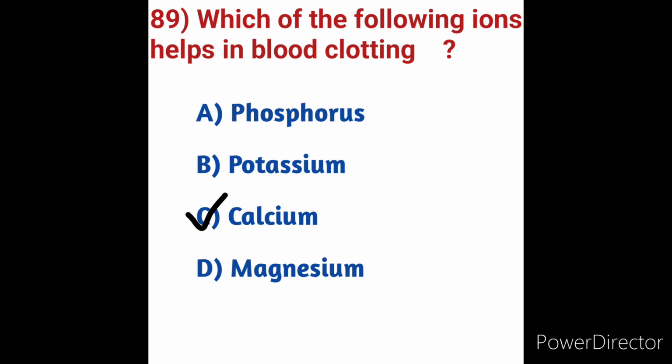So here in these options, which of the following ions helps in blood clotting? Option C, calcium, is the correct answer here. Next we will move on to question number 90.